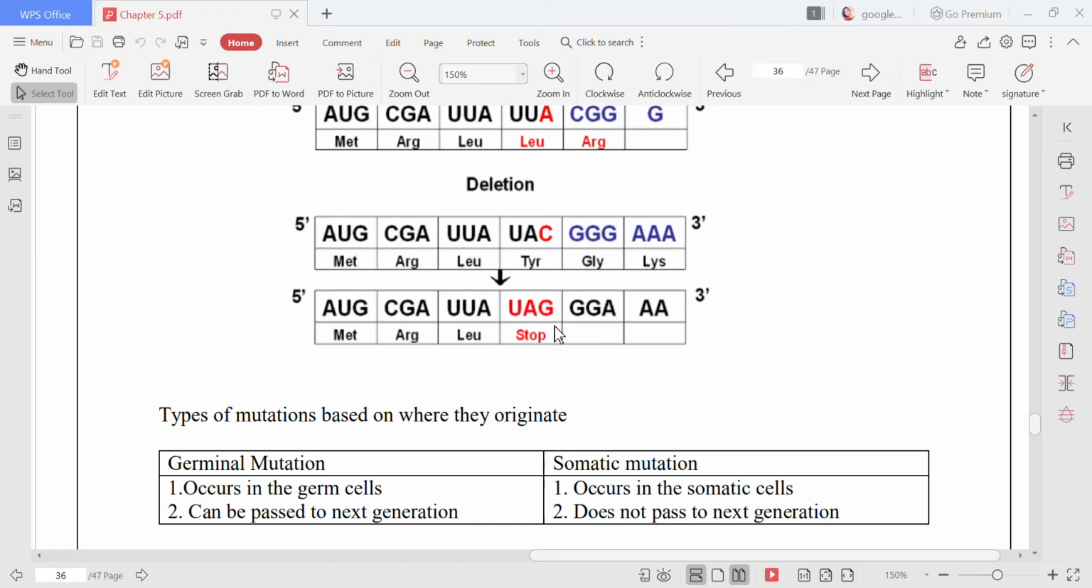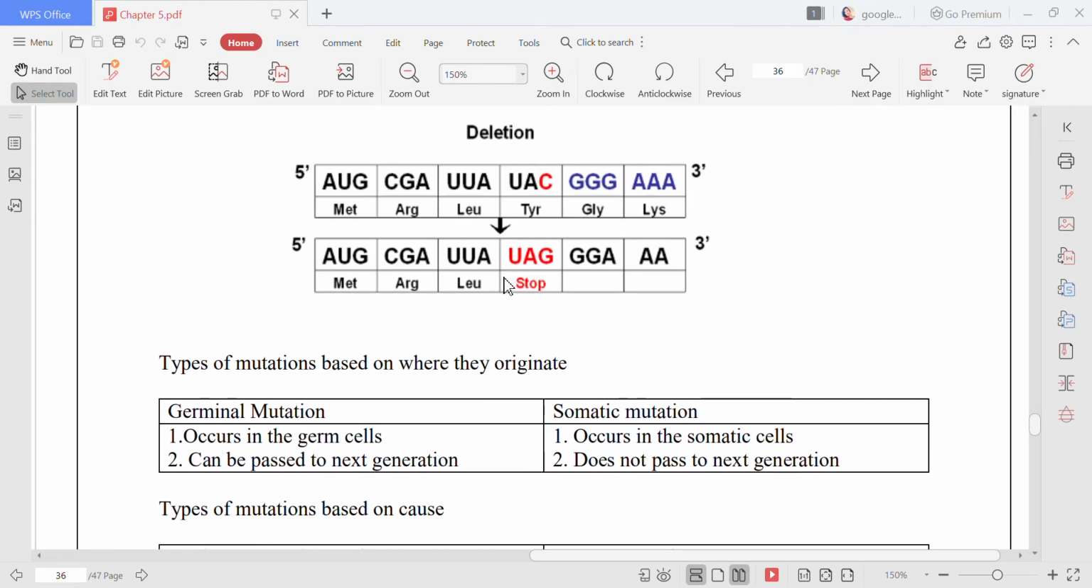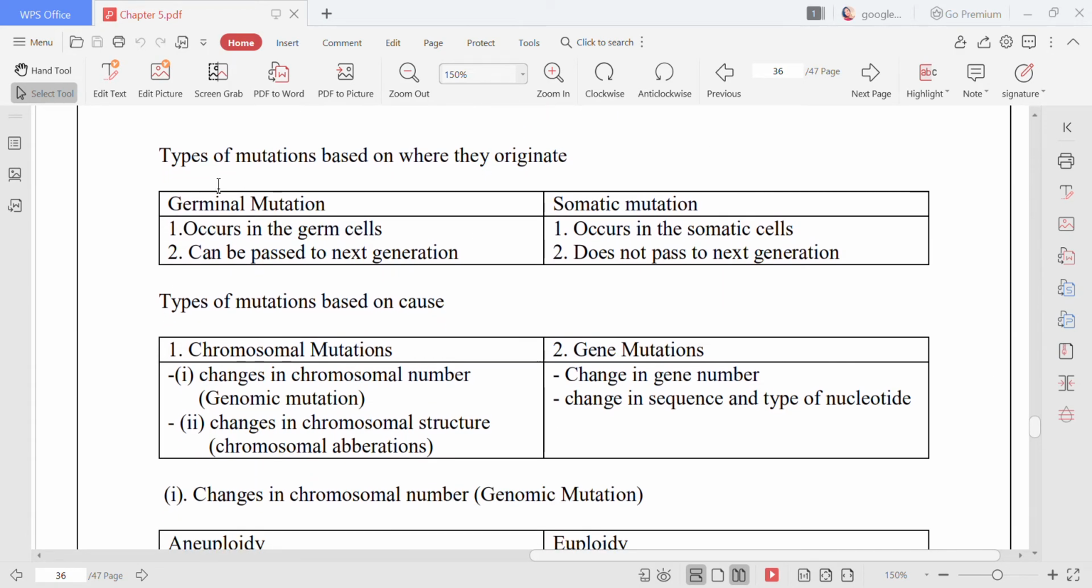We will be doing this in the next chapter. So as soon as they see UAG, the stop command has been given, and you see the next, there is no translation of any amino acid going on. It has been stopped here. So this was due to the mutation. Addition or deletion, both can occur in a mutation. Okay. There can be many other reasons. Now you see here, types of mutation based on where they originate.